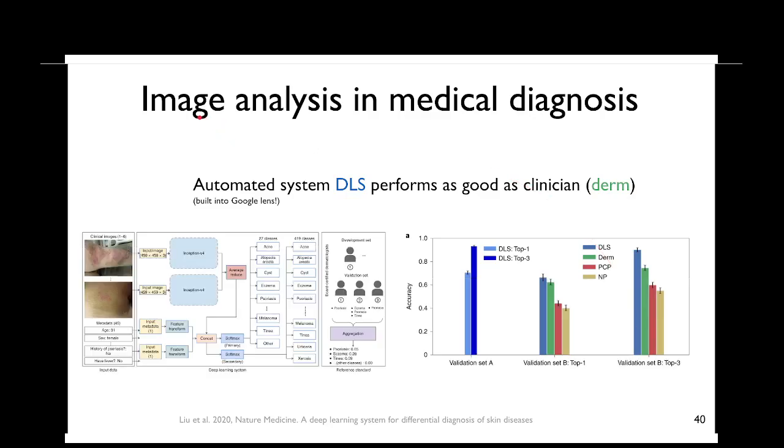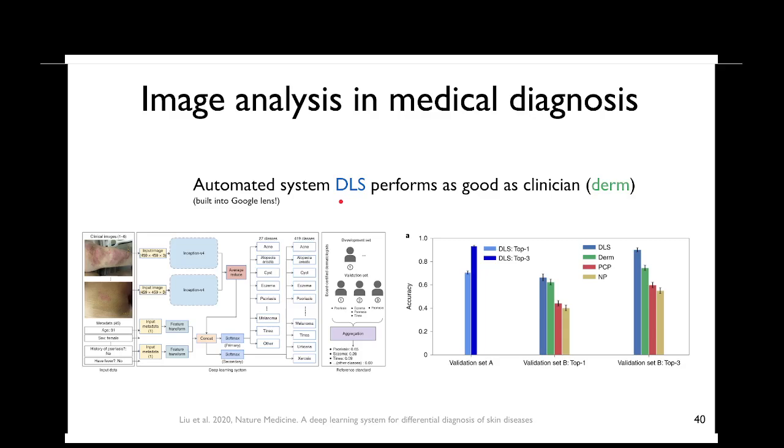And image analysis is not, of course, only used for self-driving cars and for image classification, but also in medical diagnosis, where we have a lot of image material. So this paper was published in Nature Medicine in 2020, so again, very high profile. And it's again a system by Google where they applied neural networks to do diagnosis of skin diseases.